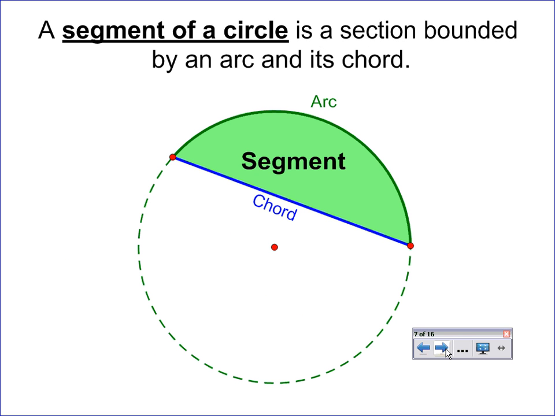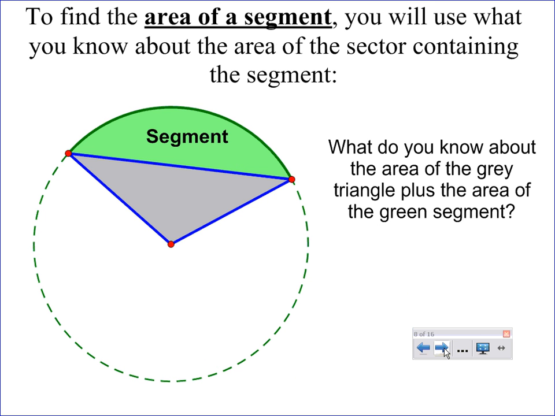Okay, so that was sectors. And now we're talking about segments. A segment of a circle is a section bounded by an arc and its chord. So the question is, how do I find the area of this segment in here? It's rounded off here, which makes life a little difficult for me. It's not through the center, so I can't find it as a half circle. So I'm going to have to do a little extra work here.